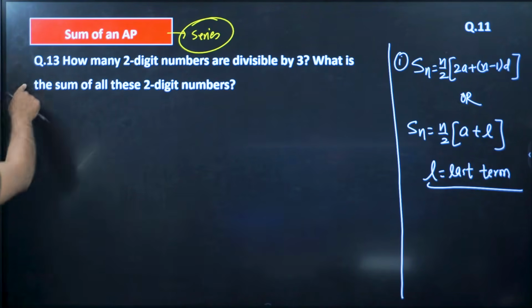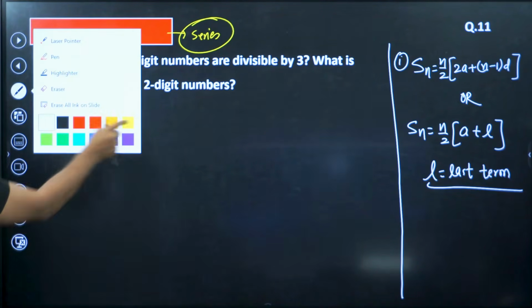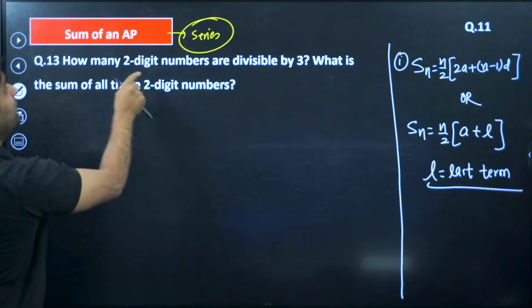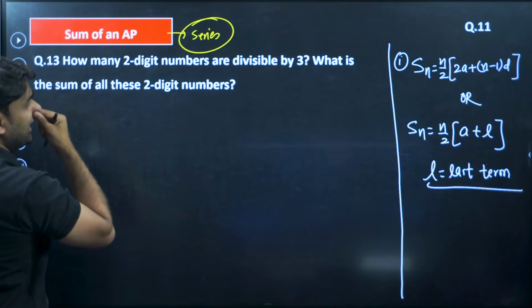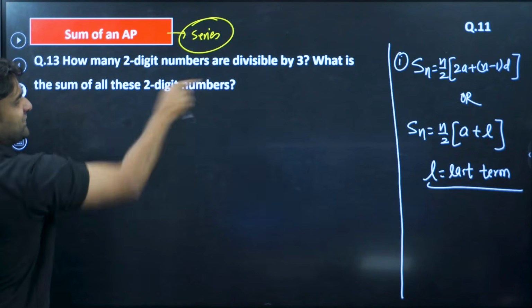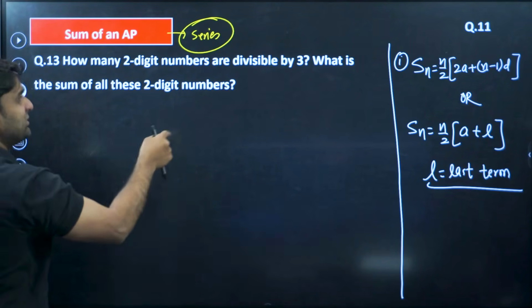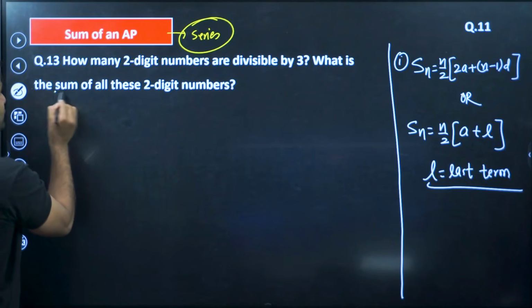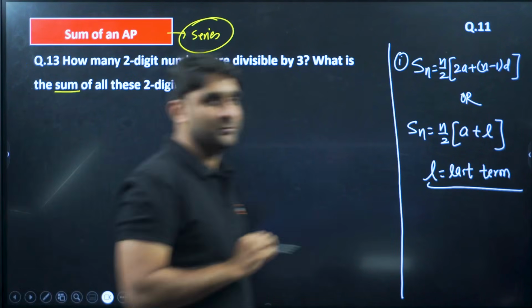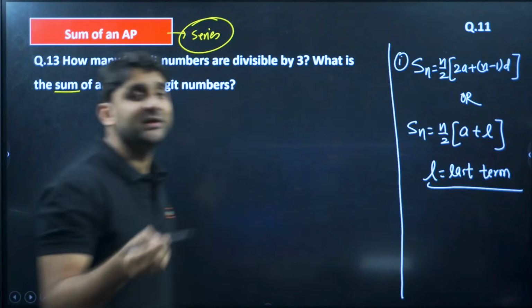Okay, look at the question. Find the sum of all 2-digit numbers that are divisible by 3. So this is the first question. And in the same question, the question is asking for the sum also. So let's make the AP first.